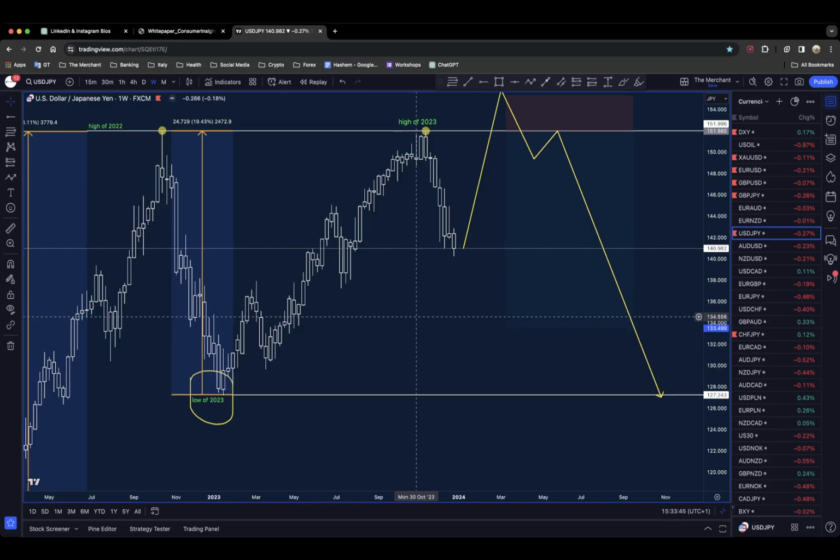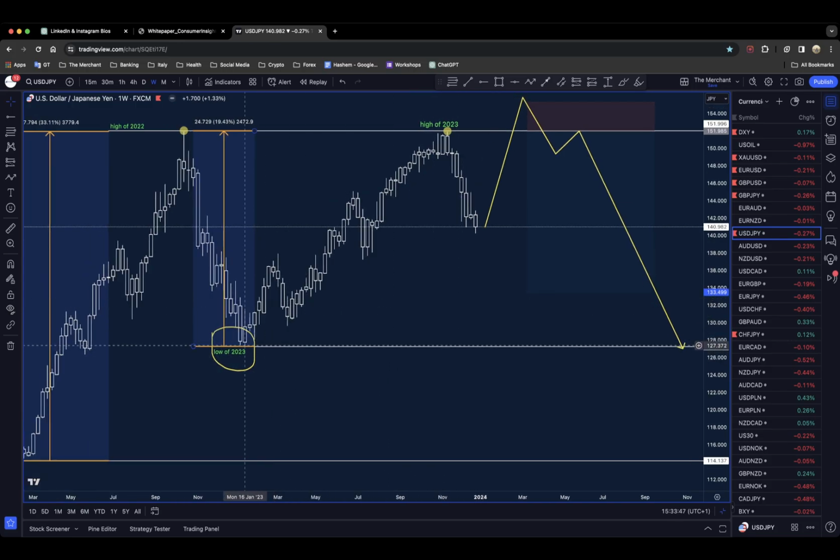If we look at the market structure, we have higher low, higher high, higher low, higher high, higher low, higher high. Maybe the price is coming to make a higher low. But what we need to keep in mind and look at is simply this level here.